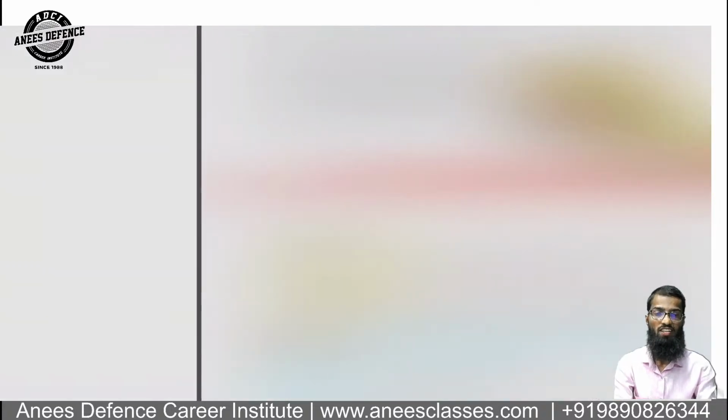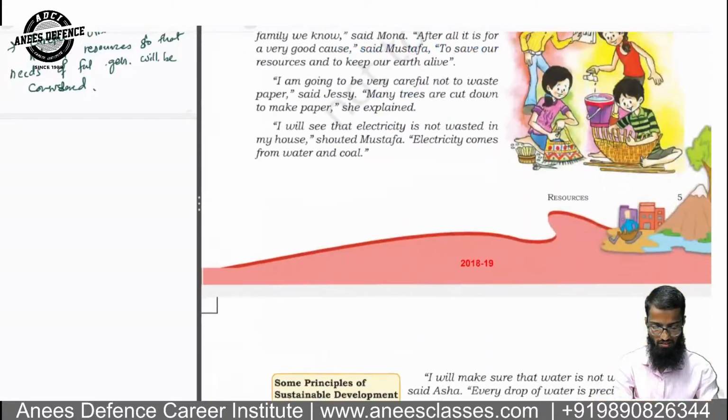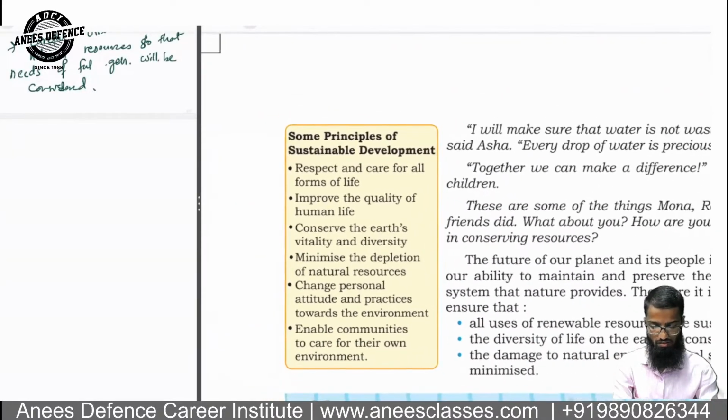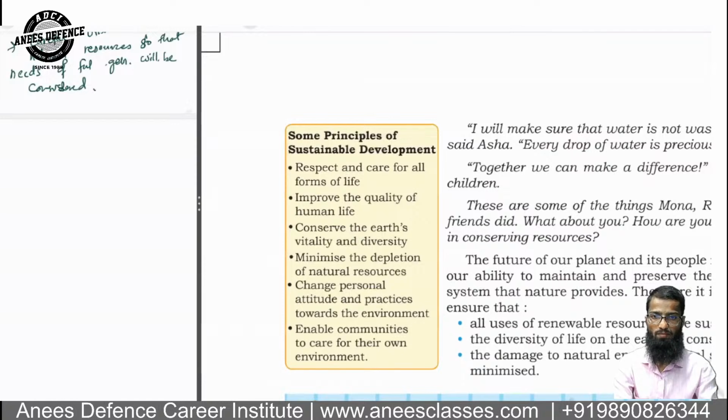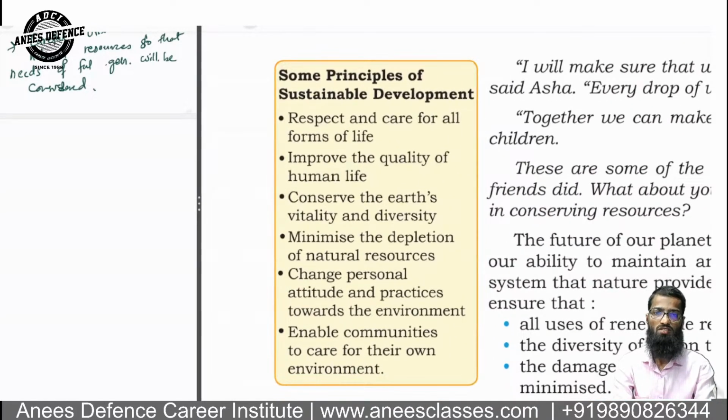तो हमने सस्टेनेबल डेवलपमेंट की डेफिनेशन भी देखी कि सस्टेनेबल डेवलपमेंट बोलते किसे हैं. ओके, सस्टेनेबल डेवलपमेंट के कौन कौन से प्रिंसिपल्स हैं? They can ask, consider the following statement with regards to the principles of sustainable development. So the first principle is respect and care for all forms of life. Okay, that is the first principle.